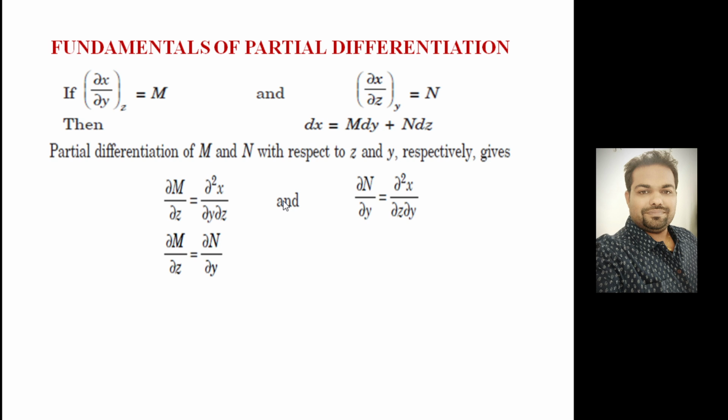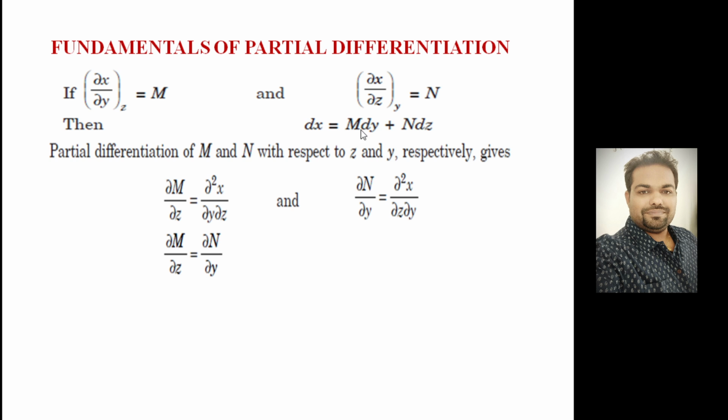And from the definition of a property of system, we already proved that all the properties of system form exact differentials. If it is not an exact differential, it cannot be considered a property of system, right? So this is the necessary condition to be satisfied when we say the given variable is a property of system: when ∂M/∂z is equal to ∂N/∂y.